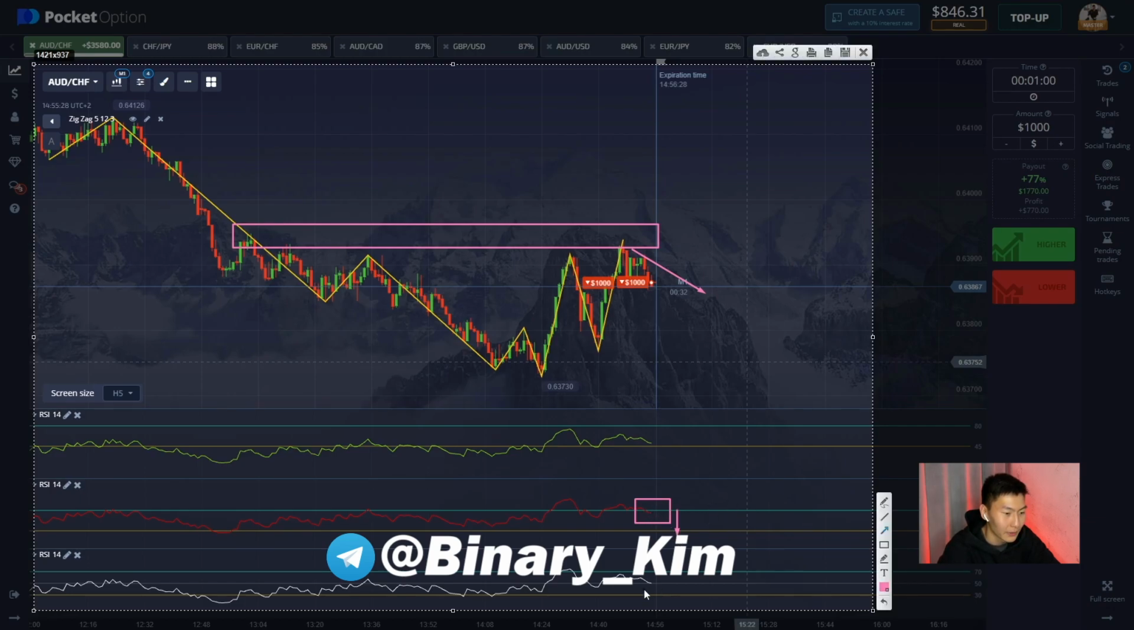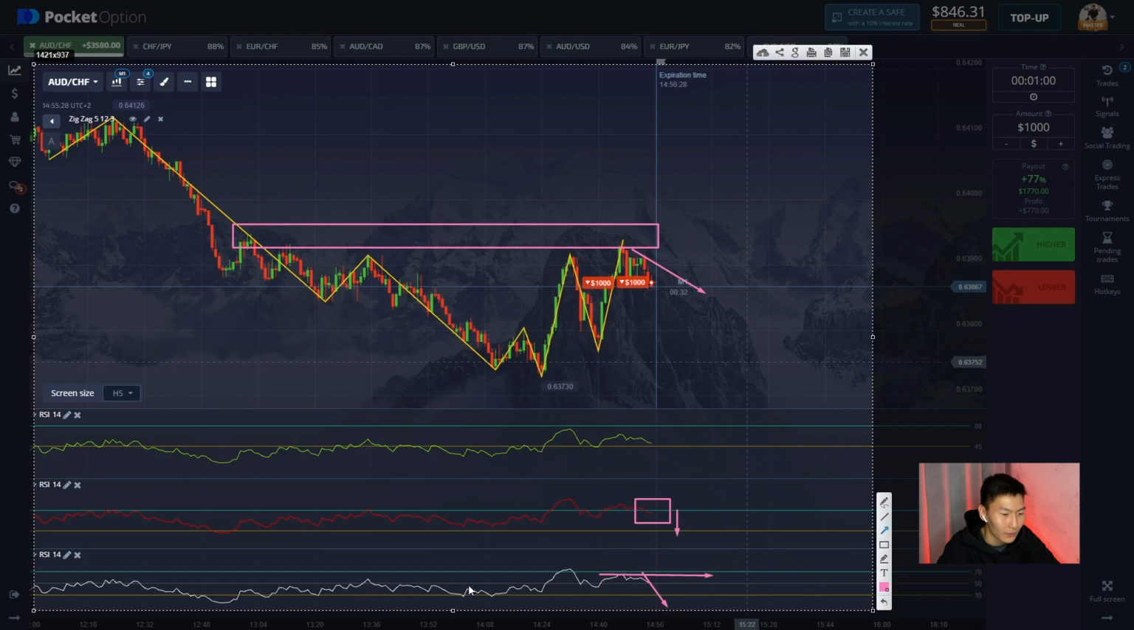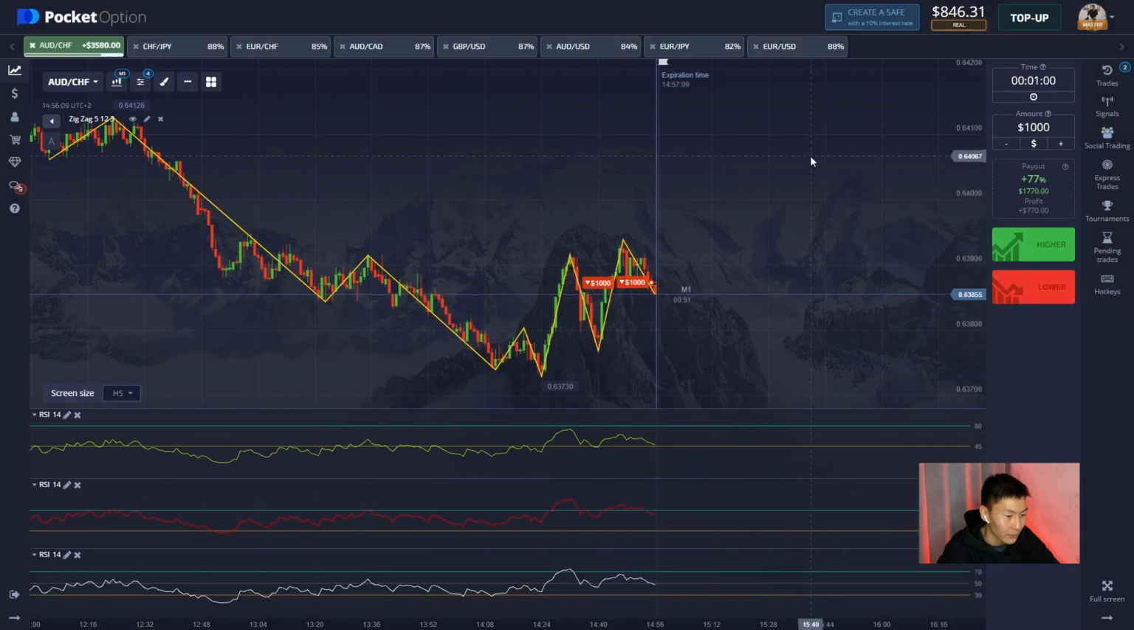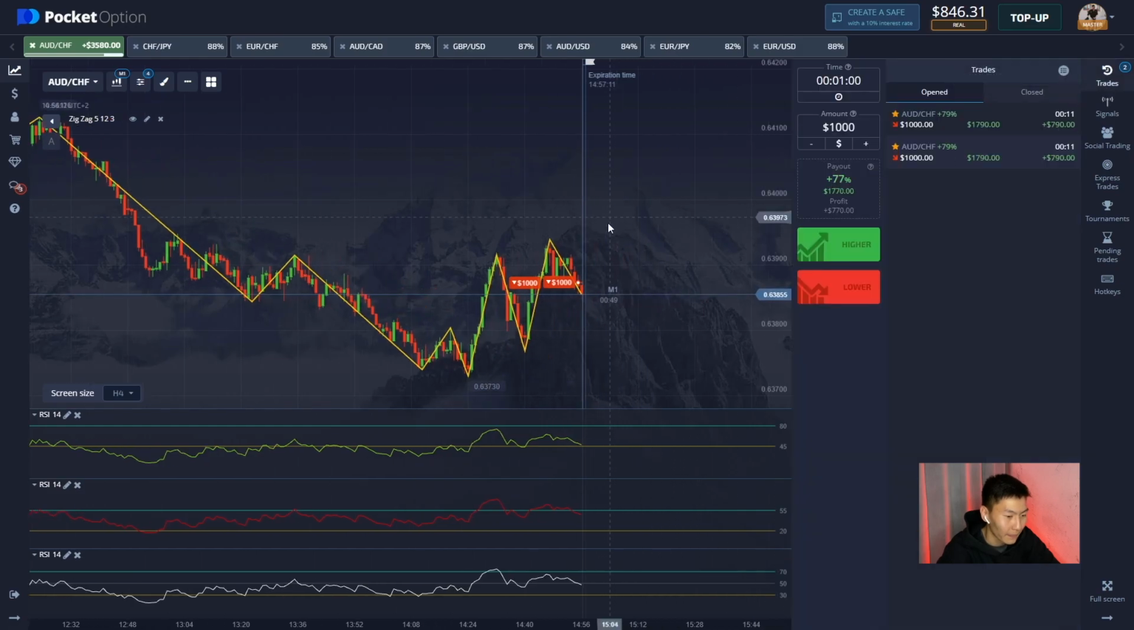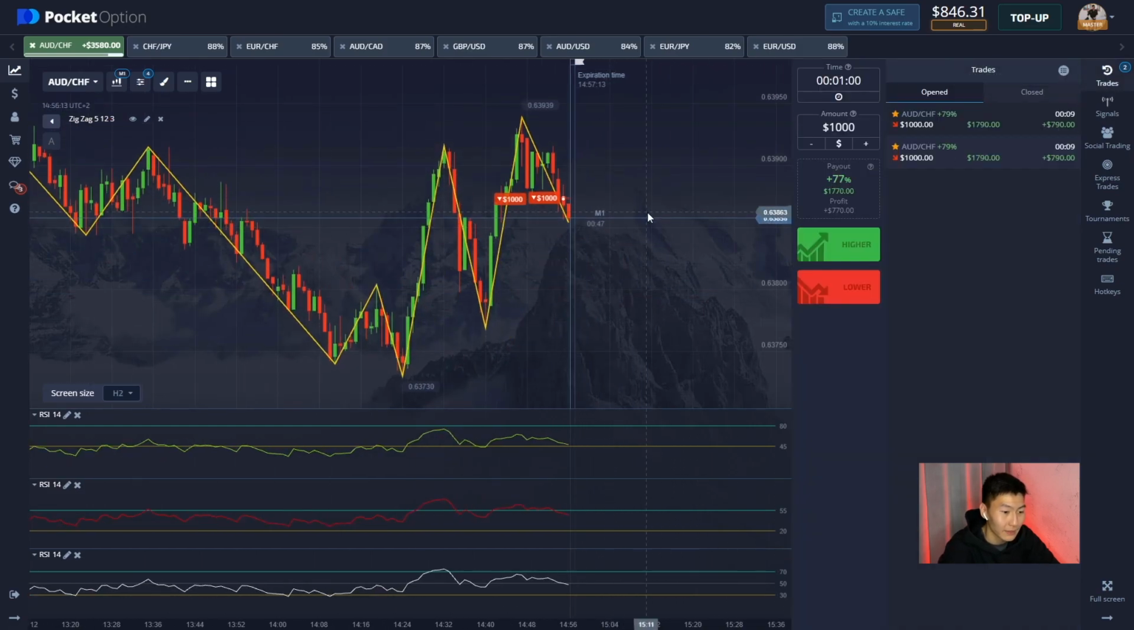And if we look at the lower RCI, if we conclude that the sideways dominates on the market, then it also has to go down. We have some dynamics here, and I think this trade entry was perfectly calculated. And there are literally 5 seconds left before the closing.